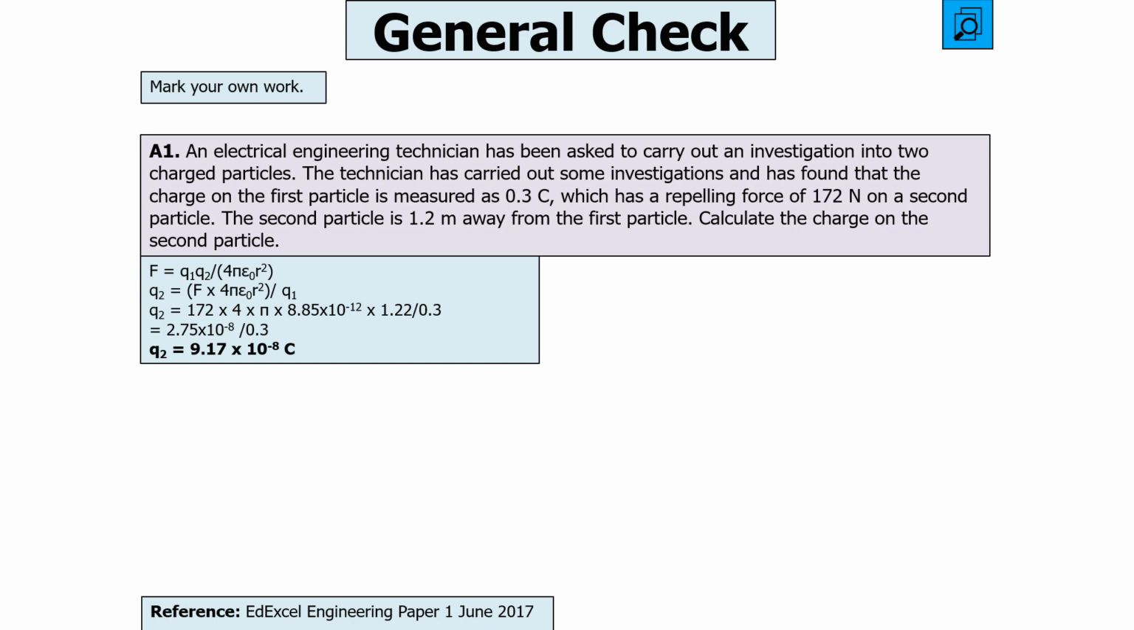Now it's important to note that this is a positive charge. How do we know that? Well, because it is producing a repelling force with another positively charged particle, so therefore it itself must be positively charged.